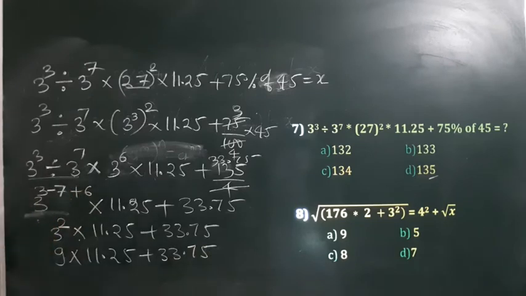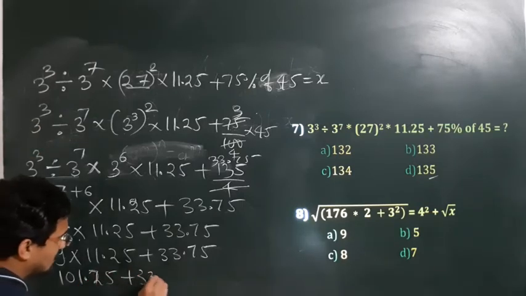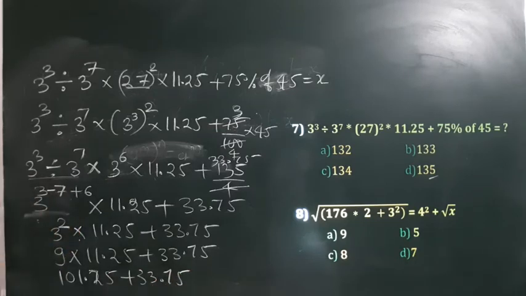Now 9 multiplied by 11.25, if you multiply, you will get 101.25, plus 33.75. Just add them.